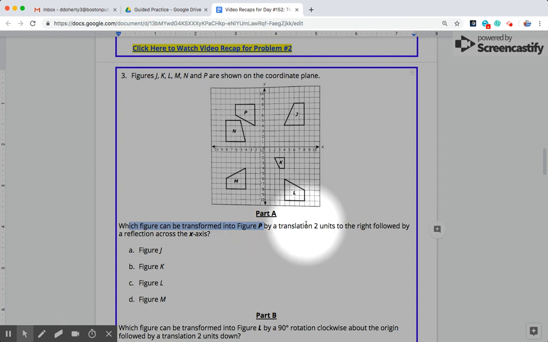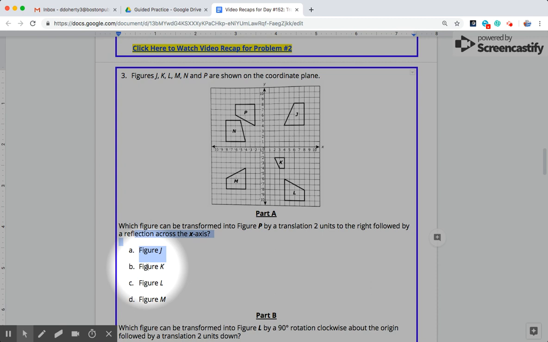How do we transform into figure P? By doing a translation 2 units to the right, followed by a reflection across the x-axis. So which of these figures here, if we translated them 2 units right and flipped them, reflected them across the x-axis, which is right here, would end up being where P is?